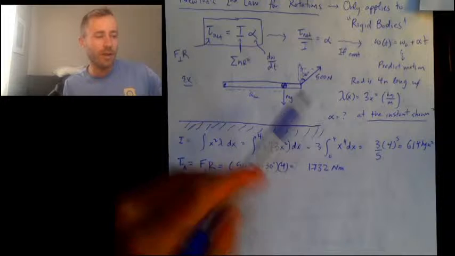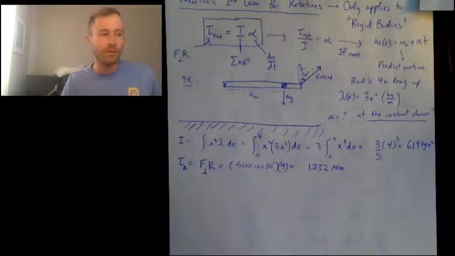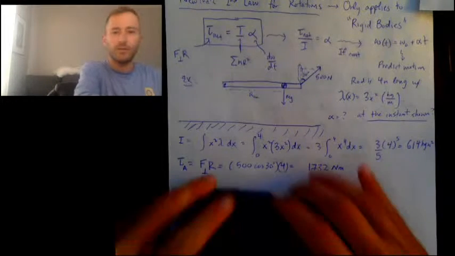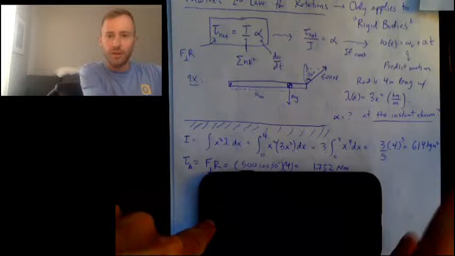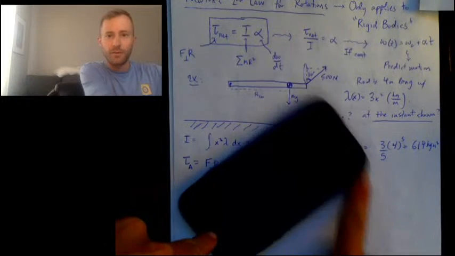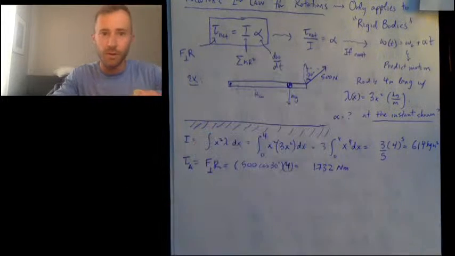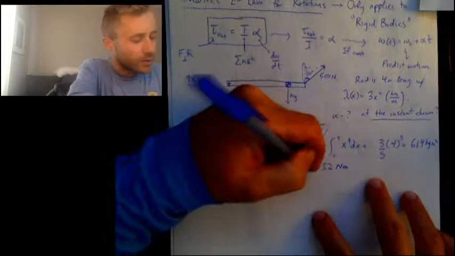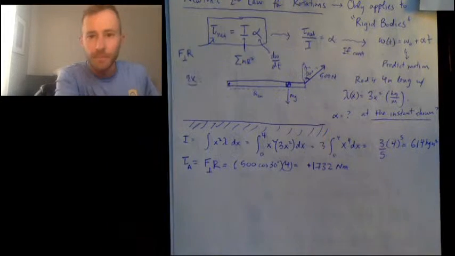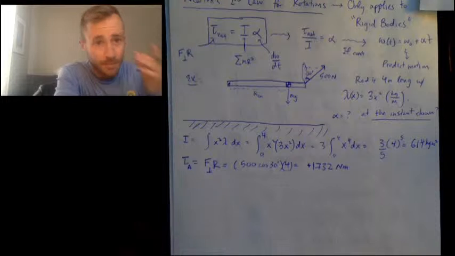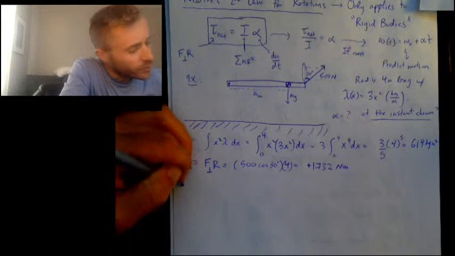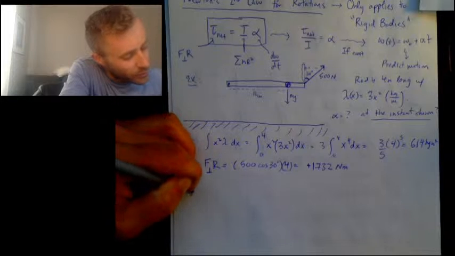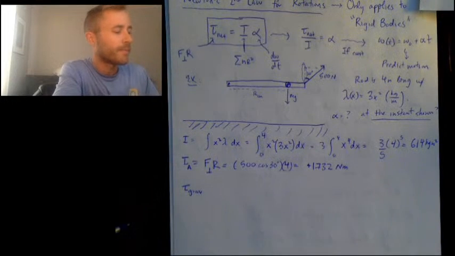We can see that if I push on the rod in that way, if I use my phone as an example, here's the pivot point, I push up, the phone rotates in the counterclockwise sense. So this is a positive torque. So now we have the torque due to gravity that we have to consider.